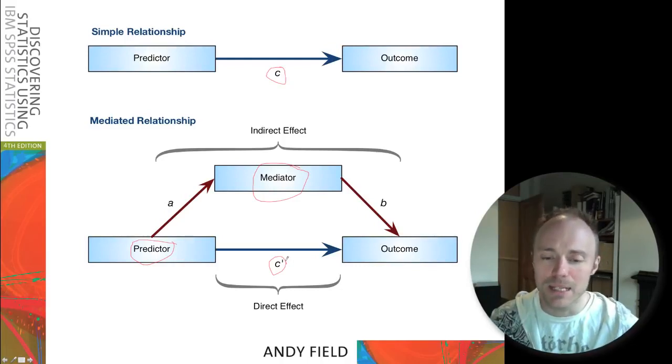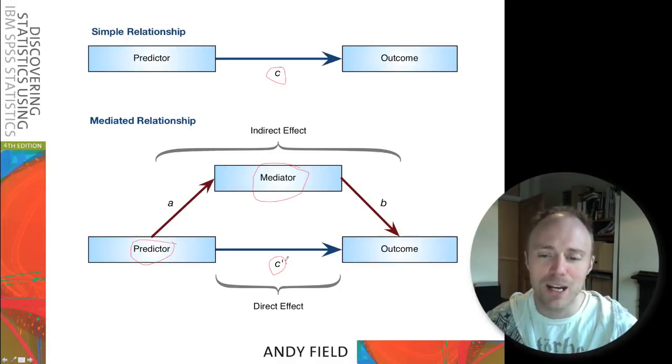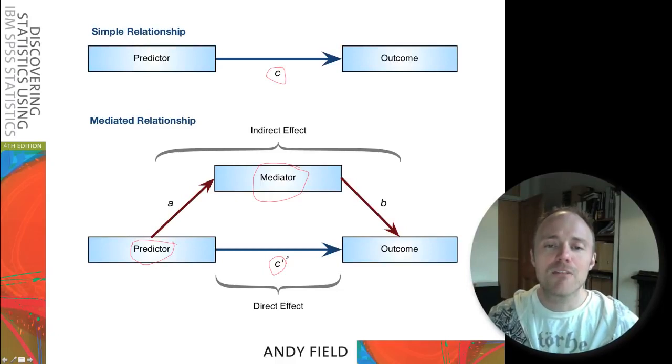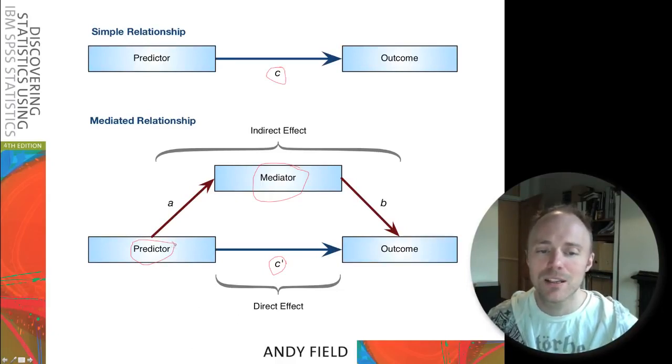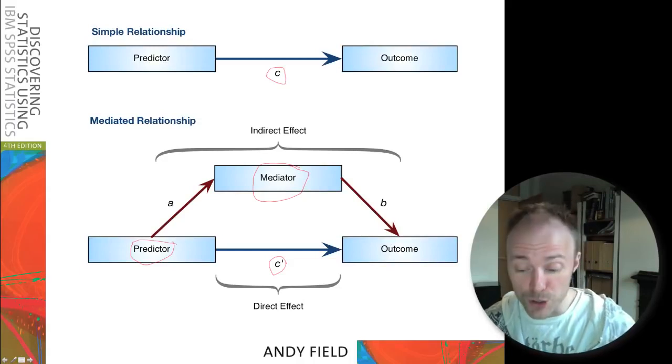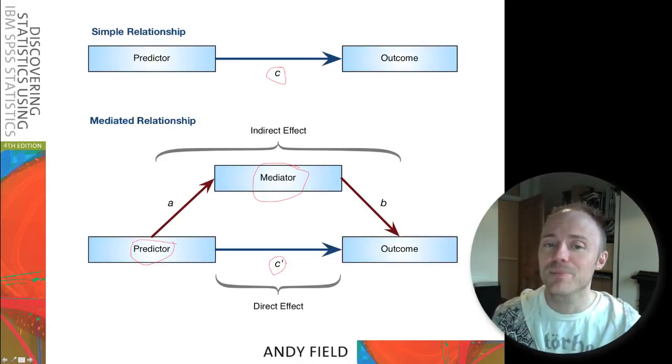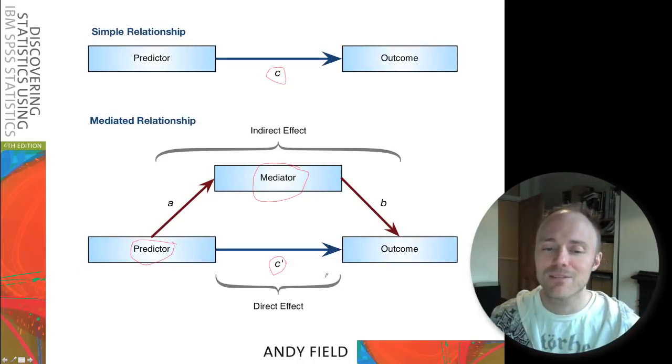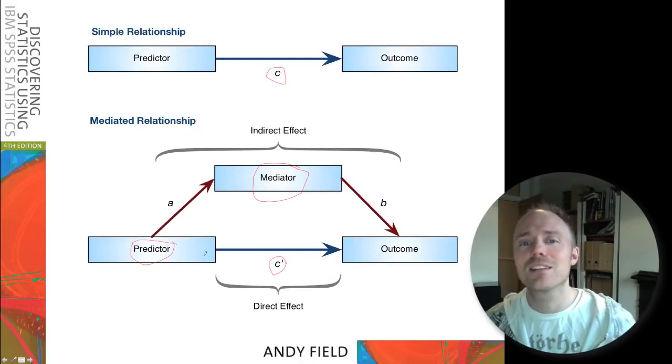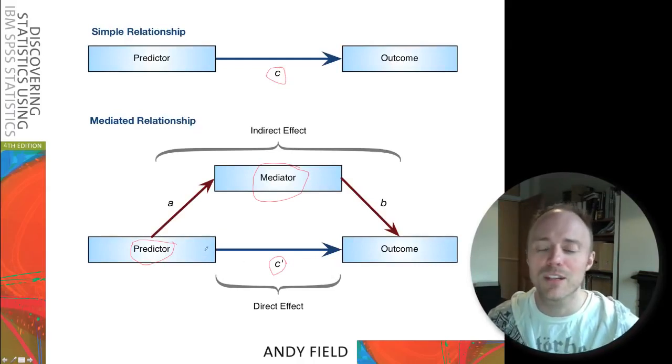So if we have mediation, what it means is we should get a very small direct effect between our predictor and outcome, but a very large indirect effect. The indirect effect is, in our example, the effect of pornography on infidelity operating through relationship commitment. Whereas the direct effect is, as the name suggests, the direct influence that pornography consumption has on infidelity.